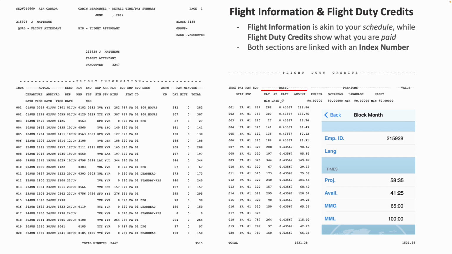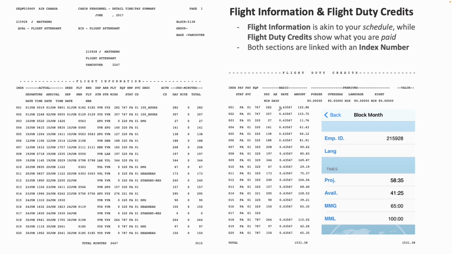Basic, that is a column that talks about the basic elements of how we are paid, excluding any sort of premiums. The first subsection within basic is pay min, that's pay minutes. This number is always going to be identical to the total pay minutes as found in the flight information table. So 282 minutes for this particular index item is identical to the total pay minutes found for index item 1 in the flight information table.